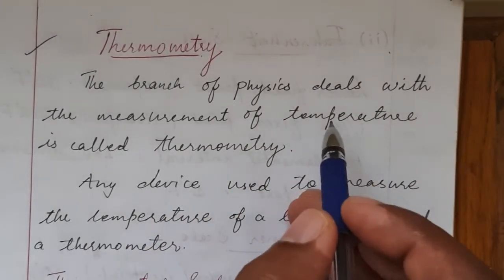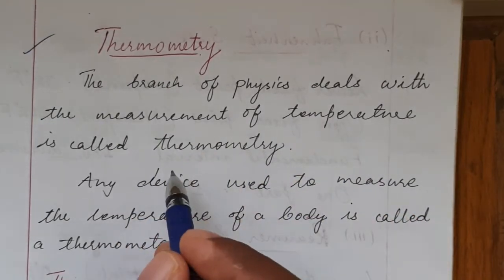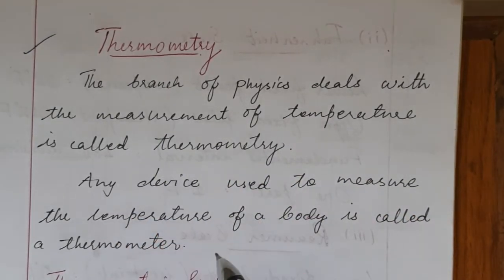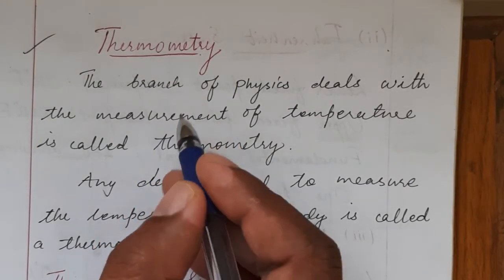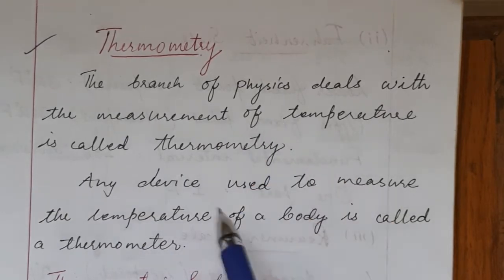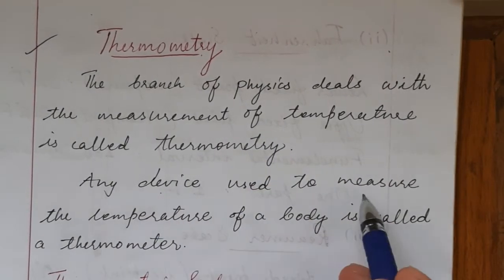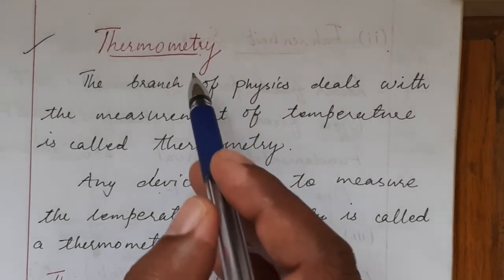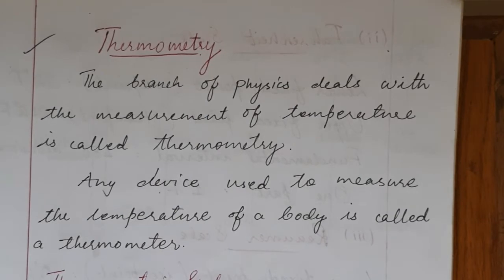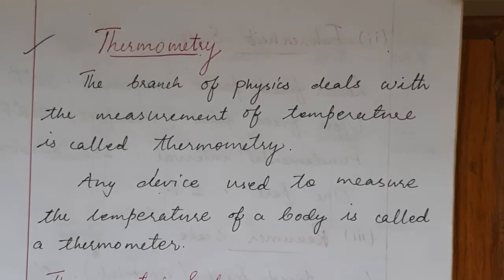There is a branch of physics that deals with the measurement of temperature, and that branch is called thermometry. So thermometry is the branch of physics that deals with the measurement of temperature. And a device that is used to measure the temperature, we call it a thermometer. So the two names, thermometry and thermometer. We have different thermometric scales like Celsius scale, Romer scale, Fahrenheit scale, Kelvin scale, etc.